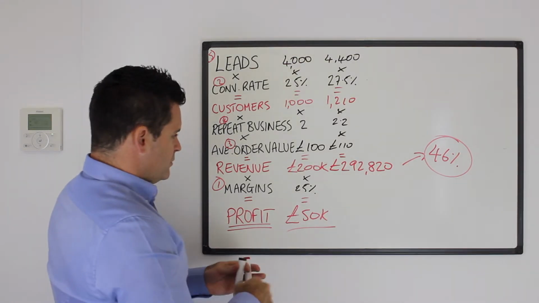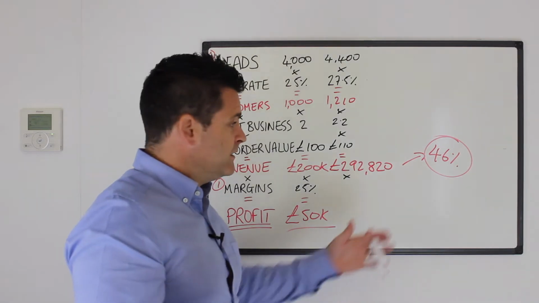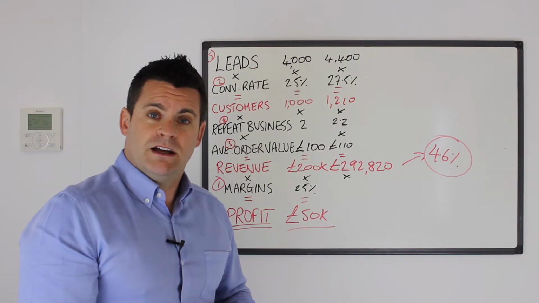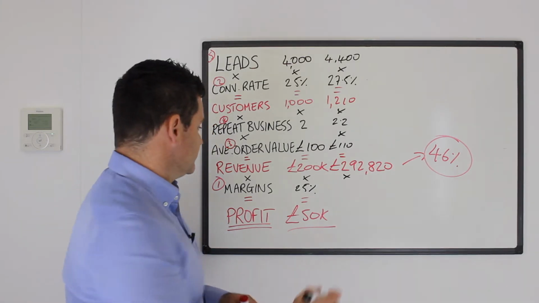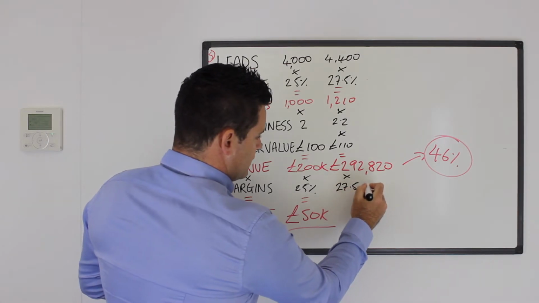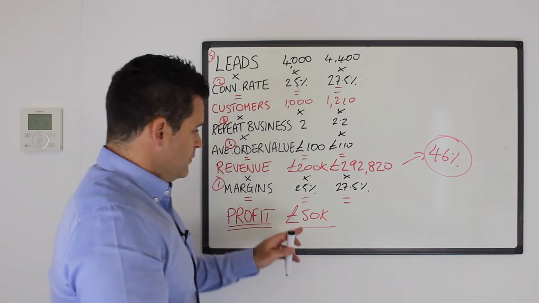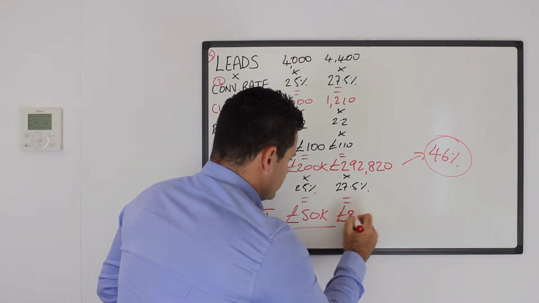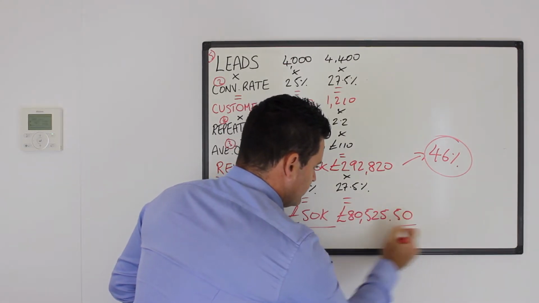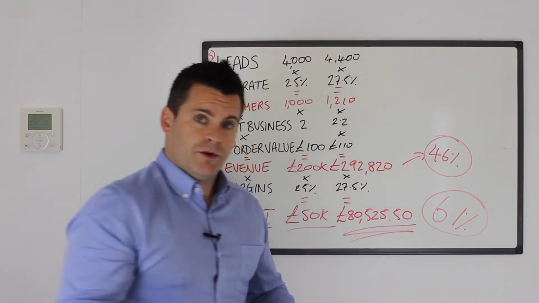But obviously we're going to do some work on margins as well. So if our turnover's gone up by 46% anyway, assuming you're making a profit before, you're probably already going to see an improvement in your margins. So again, another 10% on that goes to 27.5%. But what you'll see here is that your 50 grand then goes to £80,525.50, which is a 61% increase in your bottom line profits.